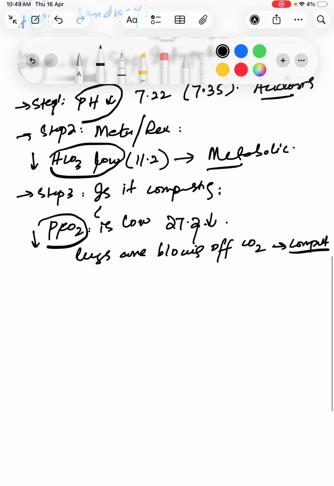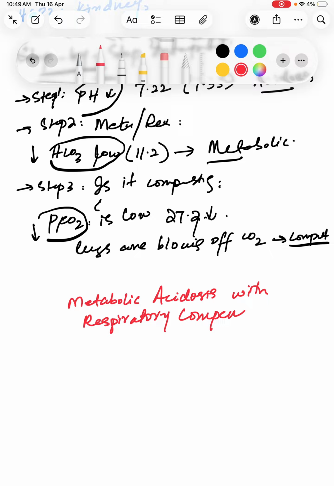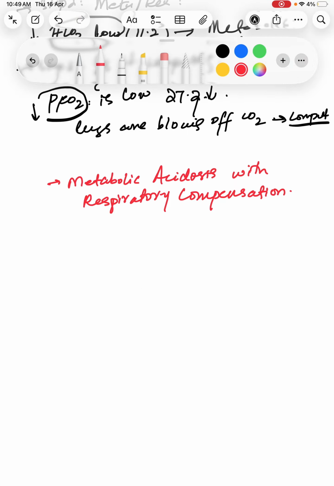So now we will label this as a whole as metabolic acidosis with respiratory compensation, as the CO2 is low, so we get to know that the lungs are trying to get rid of the CO2, so it is respiratory compensation. Okay. Now, what are the types of metabolic acidosis? We will discuss this. From these values, we get to know that this is metabolic acidosis. Now, what are the types of metabolic acidosis?